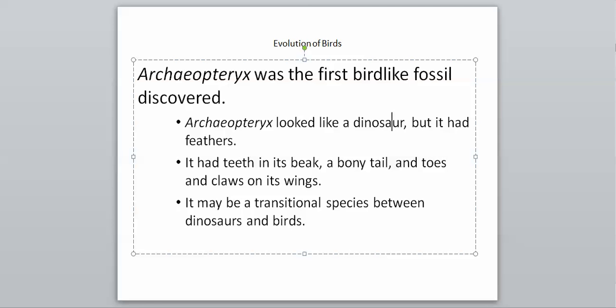So this bird had very dinosaur-like features, but it also had feathers, teeth in its beak, a bony tail, and toes and claws on its wings. Those are all features that cross over between bird and dinosaur, and it may be our transitional species between dinosaurs and birds. So Archaeopteryx is really important. You need to know the significance of that, and that it is basically our transitional species between dinosaurs and birds.